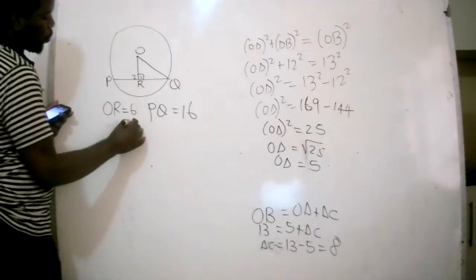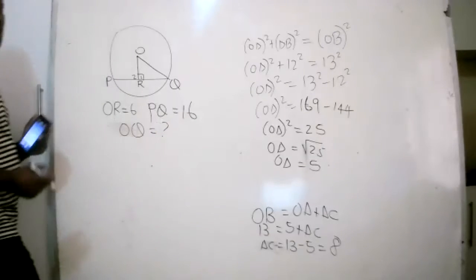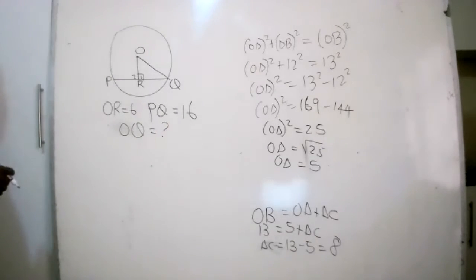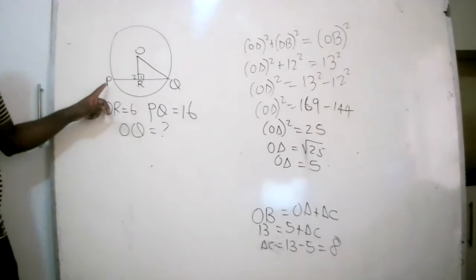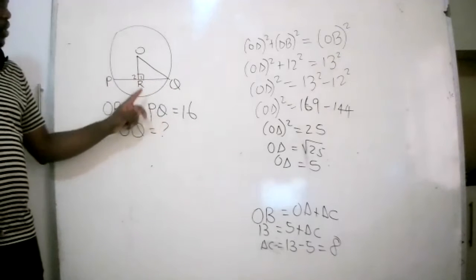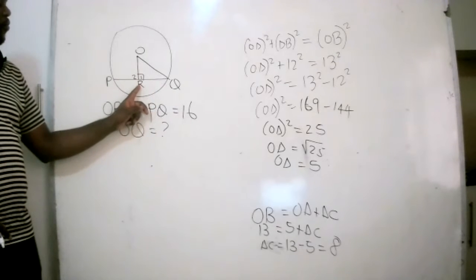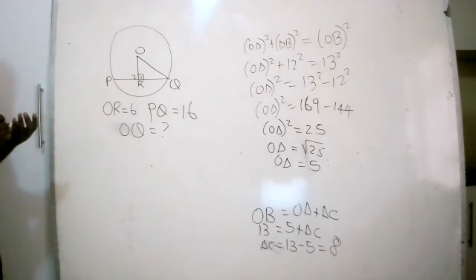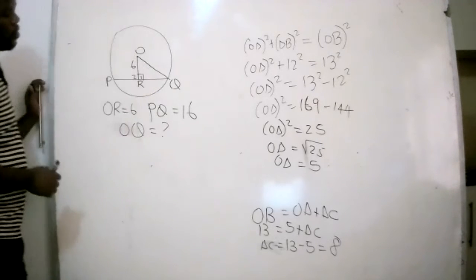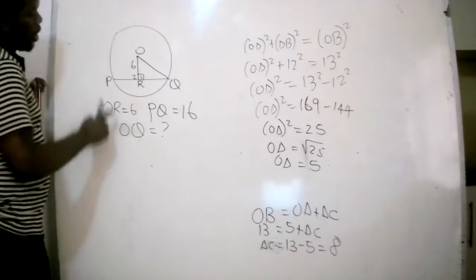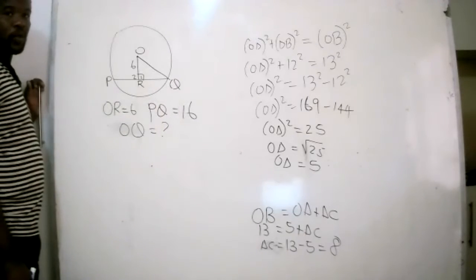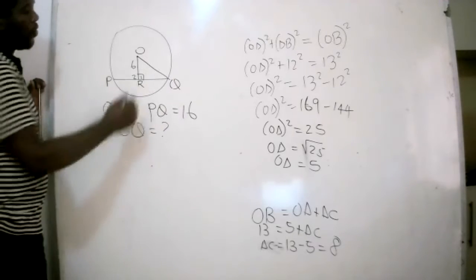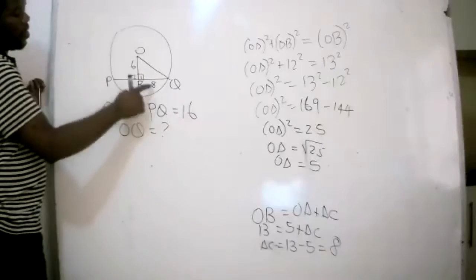We want to calculate OQ. OQ is not given in this case. So the question is, how do we calculate OQ? Again, we take advantage of the information that is given here. If PQ is equal to 16, what will be the value of RQ? 8, definitely. You just divide this by 2, you will get that.